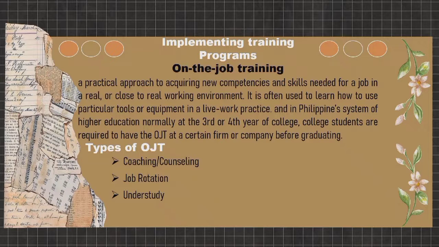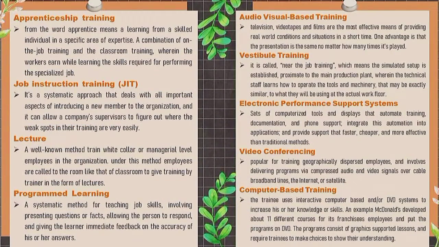The last one is understudy. It refers to the method in which trainees are prepared to perform the work of or fill the positions of their supervisors. In this technique, a trainee who is likely to assume the full duties and responsibilities of the position currently held by his or her superior is called an understudy. Apprenticeship training: learning from a skilled individual in a specific area of expertise.